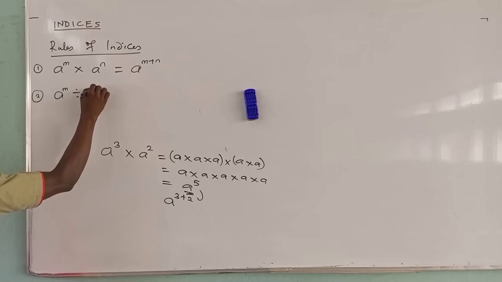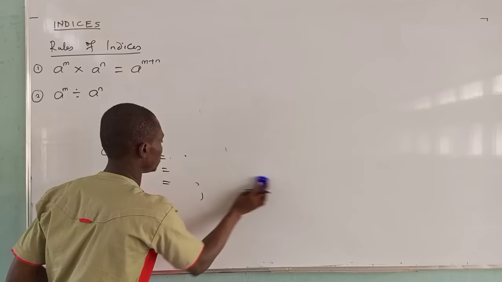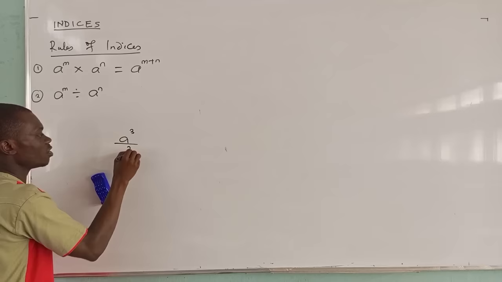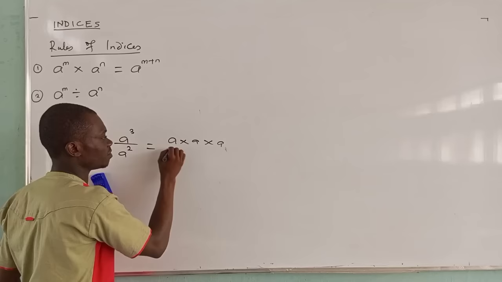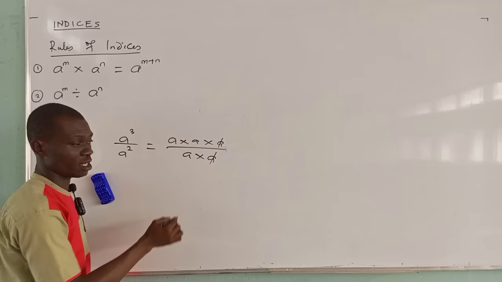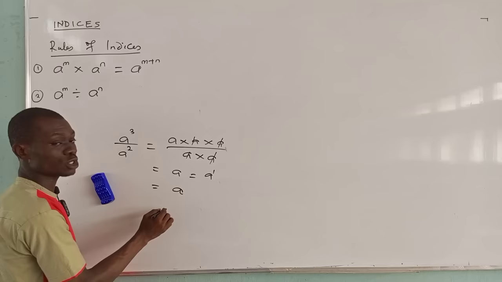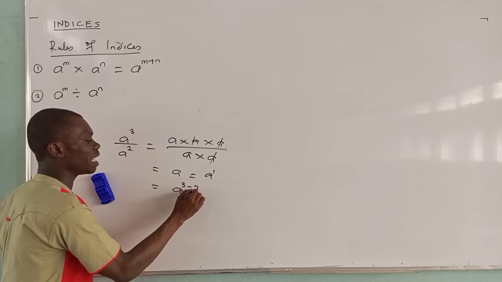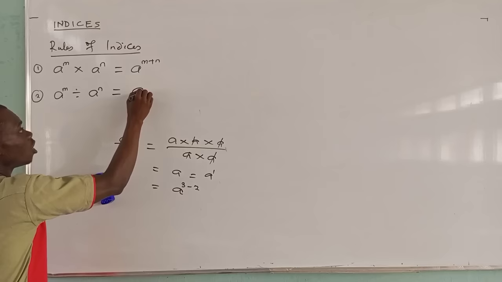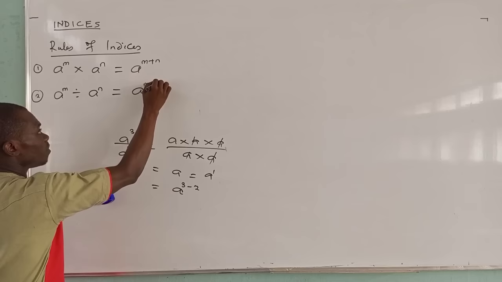The same thing is applicable here. If I use this same example, you would see that this is a raised to power 3 all over a raised to power 2. This is simply going to give me a times a times a in 3 places, and then this one will be a times a. Now by division, a will take away a, and a will take away a, and here I will only have just a, which is the same thing as a raised to power 1, right? And so you would see that division is just like doing subtraction. So instead of doing this division, I would simply have done a raised to power 3 minus 2, which will give me a raised to power 1. And so that gives us the general rule of division as a raised to power m minus n.